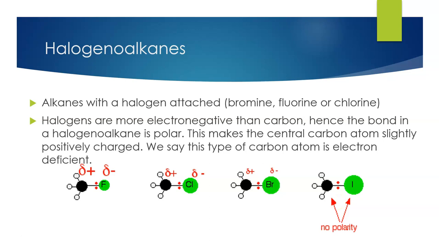So halogens are more electronegative, so the bond is polar, making the central carbon atom, i.e. the one that everything is attached to, slightly positively charged. We refer to this as being electron deficient because the electronegative element is pulling the electrons away from this. We give it the delta positive. It's feeling electron deficient, whereas the halogen is going to be electron rich.